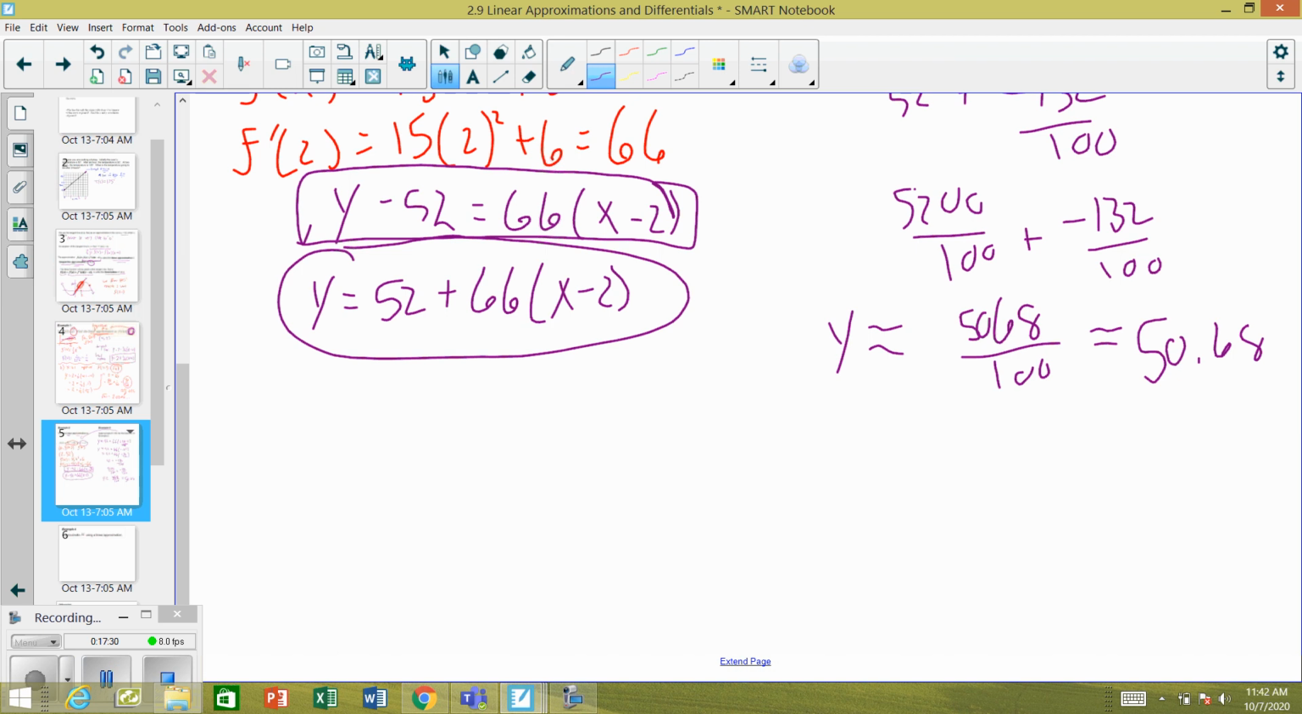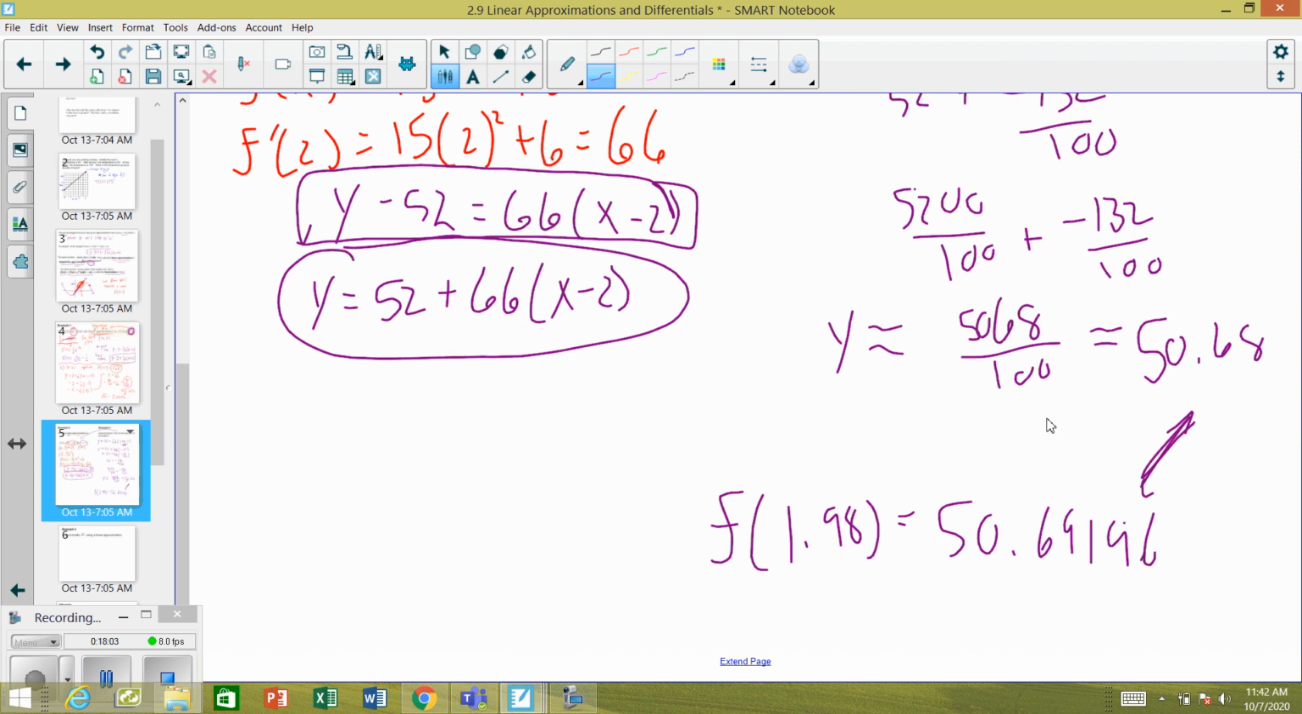So I'm assuming, if I plug this back into the original equation, if I actually found f of 1.98 and I did have a calculator, if I actually found that exact value, I'm curious what I'd get. Do it right now. The actual value is 50.69196, and that is a pretty dang close approximation. So tangent line is nothing more than approximating.